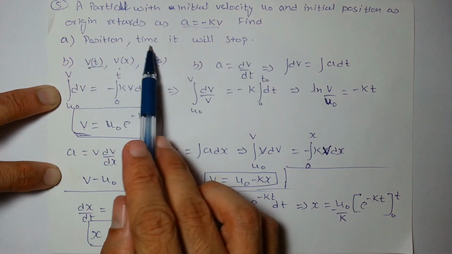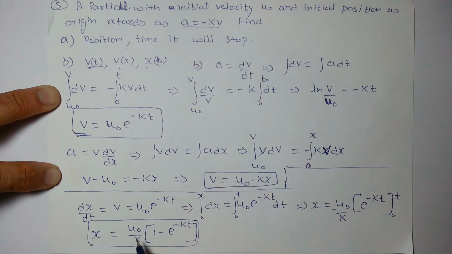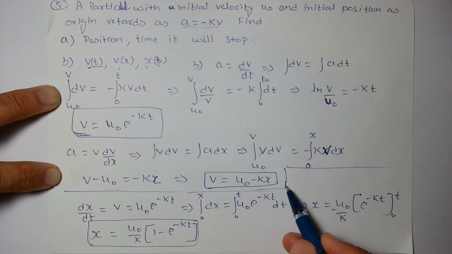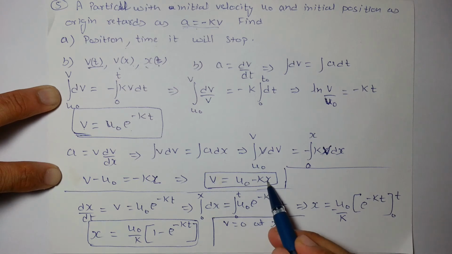So what about the first part, position and time when it will stop? So for position, it will stop means v equal to 0, find x. Okay, it will stop at the position when v is 0. So last part is v equal to 0 at x equal to this u0 by k. So this is the position of stopping. This much distance it will travel before stopping.